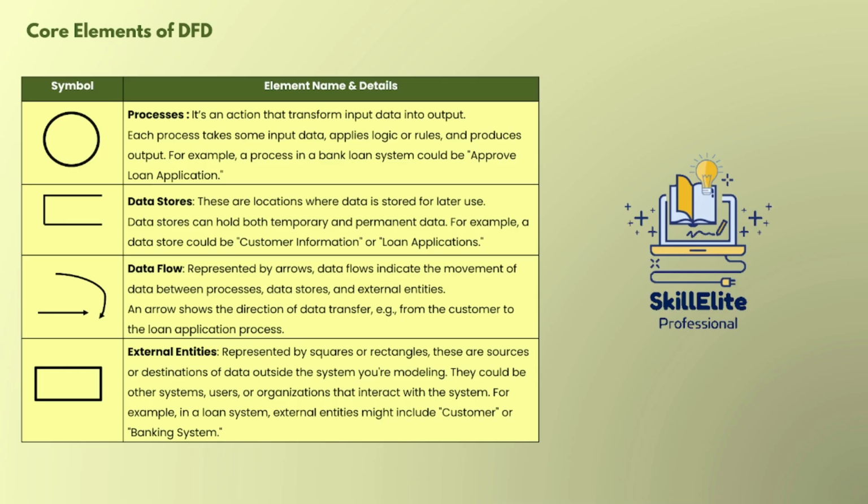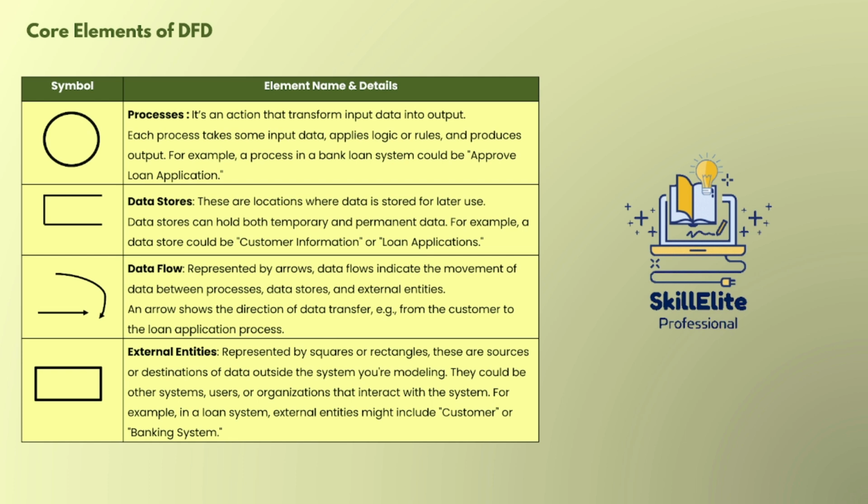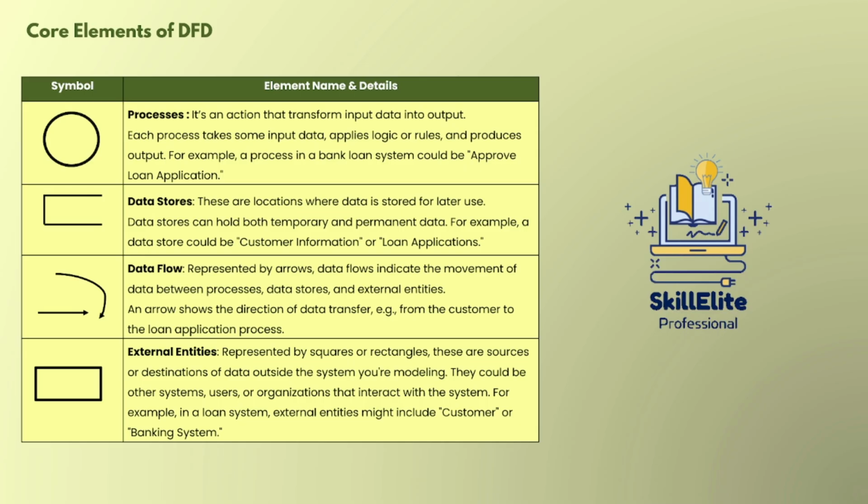For example, a process in a bank loan system could be approving a loan application. In the previous technique, we called it a use case, or a task. Here the name is process, but it is one and the same thing, except that DFD specifically focuses on the data. That's why this technique is also used in business analysis.